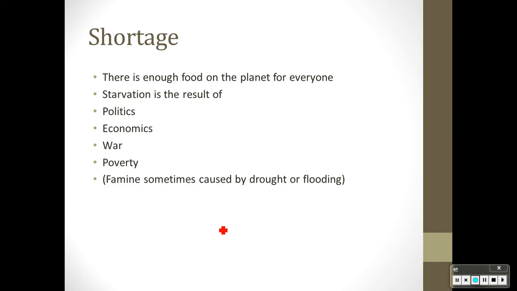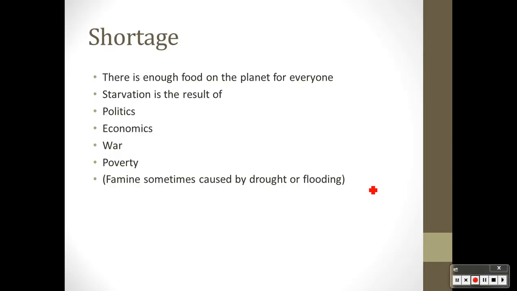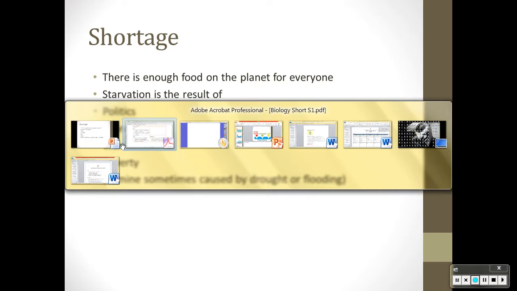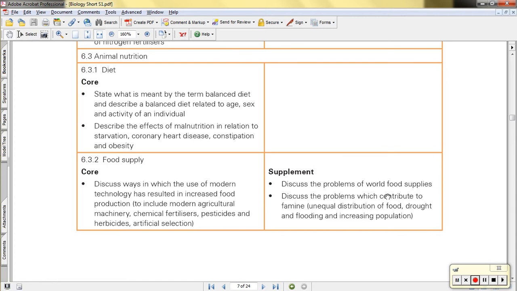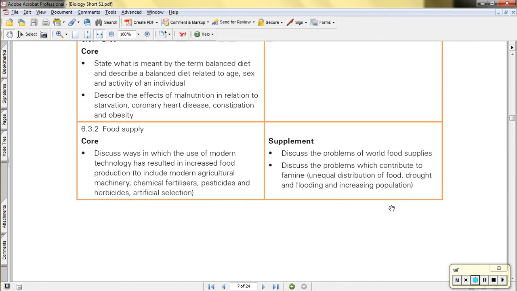And then I think it tells you what to discuss: problems of world food supplies. There is enough food on the planet for everyone to eat and not starve to death. Starvation is a result of politics, money, war, and possibly drought and famine or flooding, but 9 times out of 9, it's one of these guys. It's all about the paper. So the syllabus kind of tells you unequal distribution due to that type of thing.